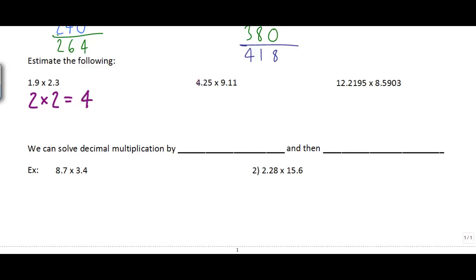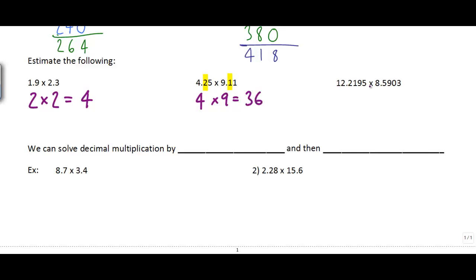All right, looking at the next one here, 4.25. Remember, all I have to do is look at the next digit over. So if I want to round off to the ones column, I just look at the next decimal over, and that's a 2. And anything 4 or less means I round down, so this is just going to be a 4. And then times 9.11. Again, anything 4 or less means a round down, so that's just going to be 9. And so my answer is going to be approximately 4 times 9, which is 36.